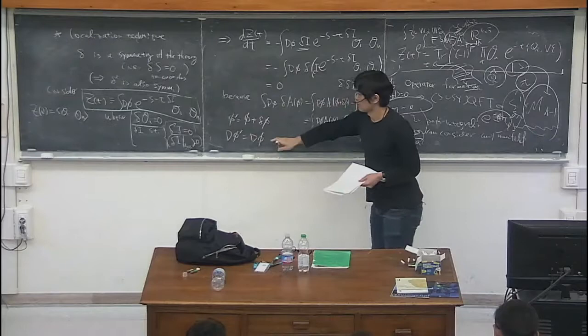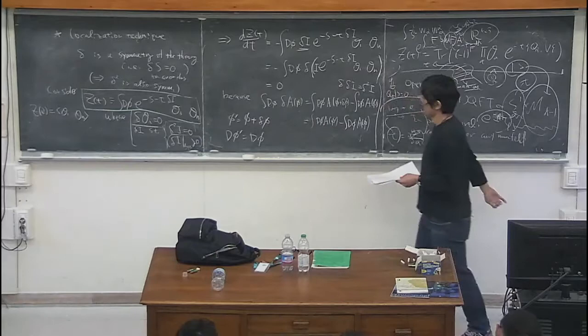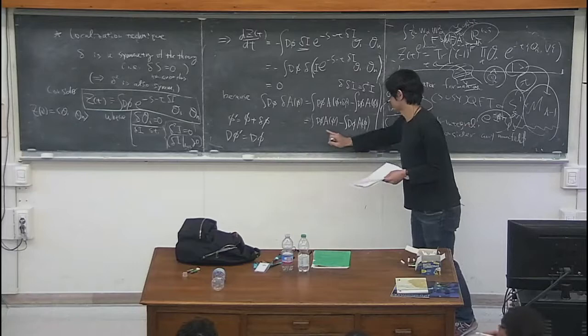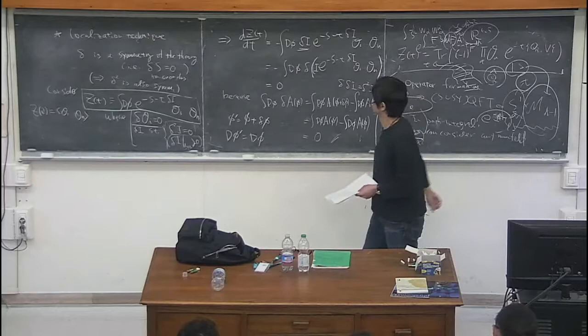Then we can write down this one by phi prime and d phi prime here. And then this is just a name of the phi. So this is the same as this one. We say it's phi prime, but it's of course the same phi. So this is zero. Simple.